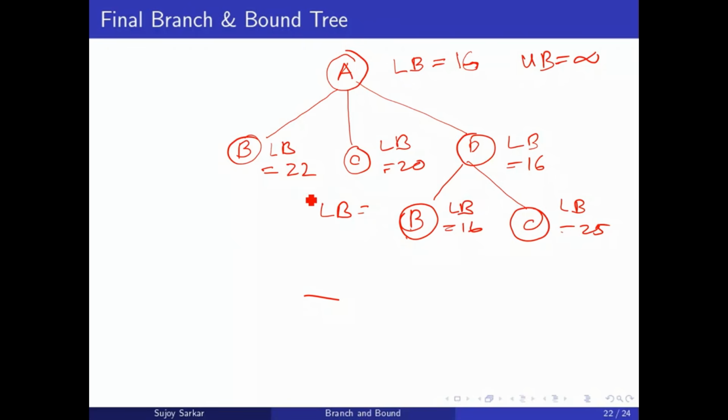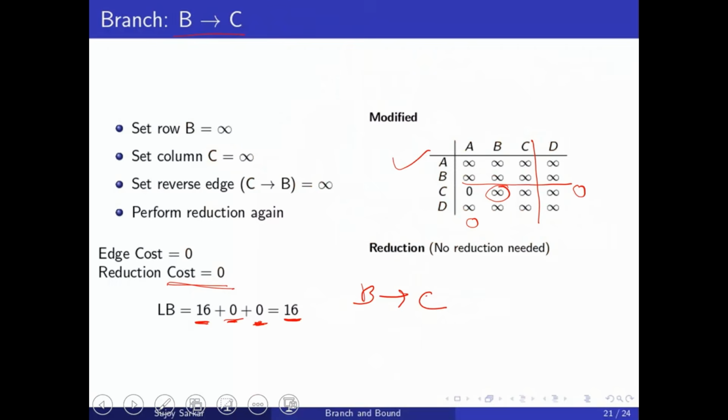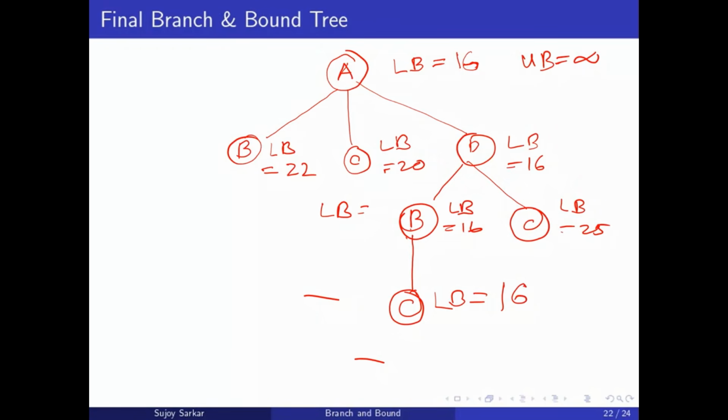Next we picked up the minimum of these, which is B, so we picked up B, and from B we can go to C, right? Where what we got as the lower bound? Lower bound again for C, B to C, we got 16. So this also will be set to 16. Now this is the leaf node, and this cost is less than the current upper bound, so we'll update it to 16, right? So this is completed.